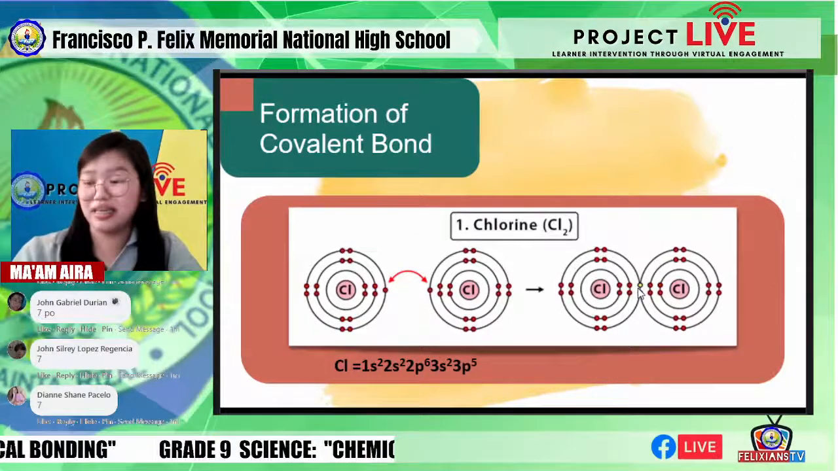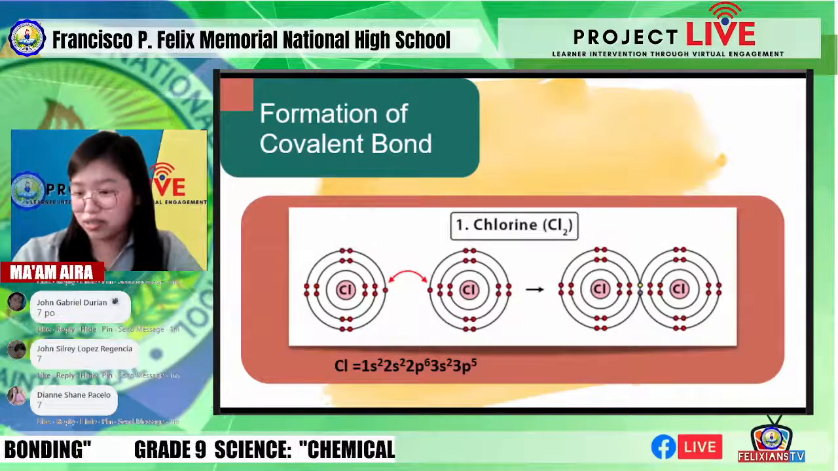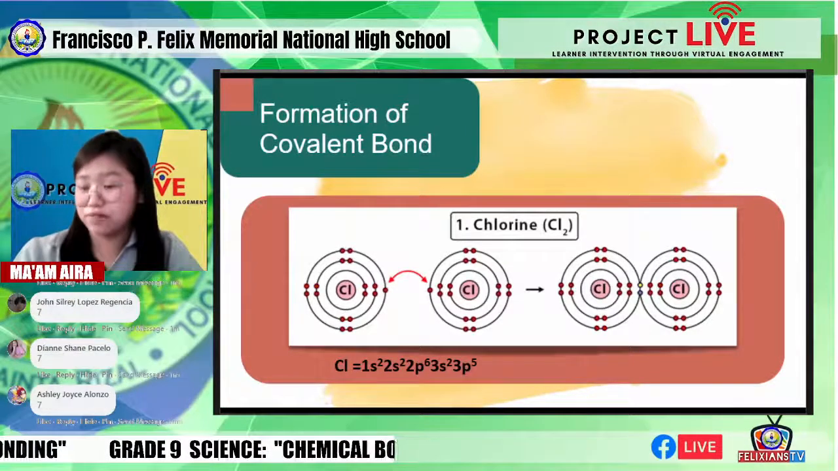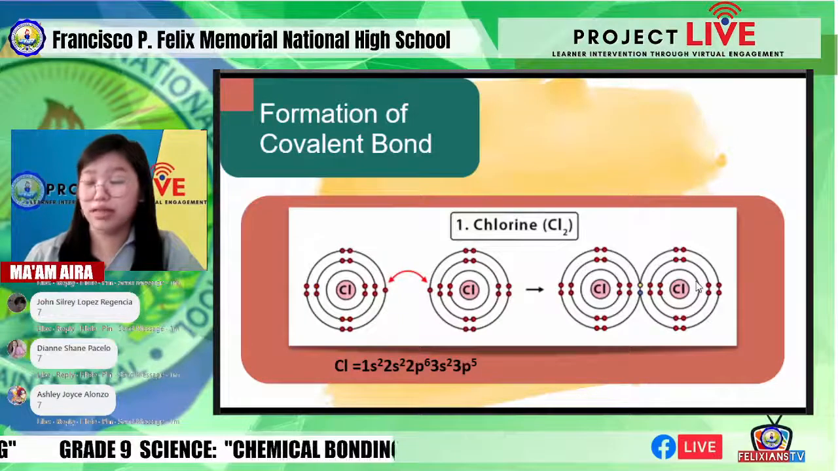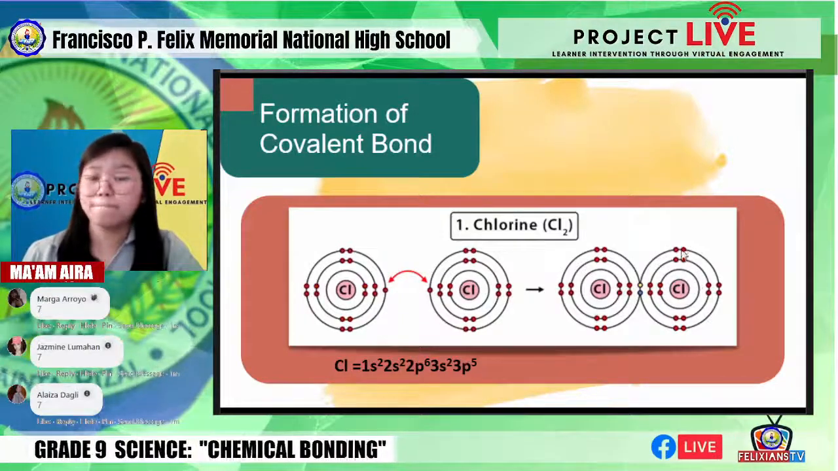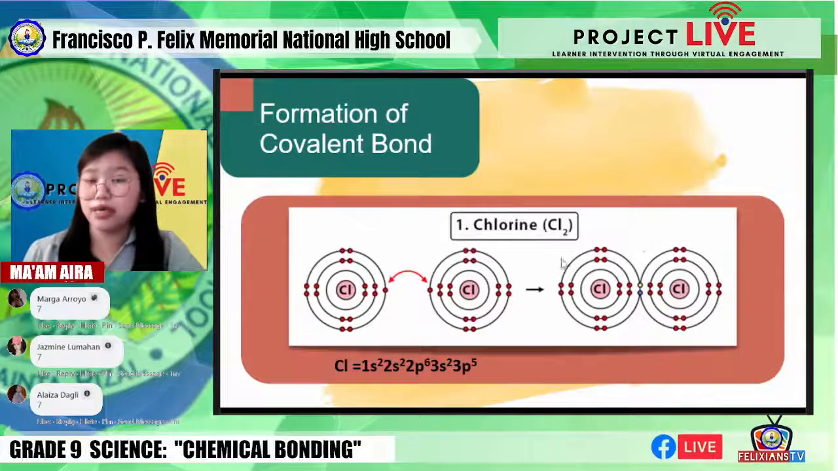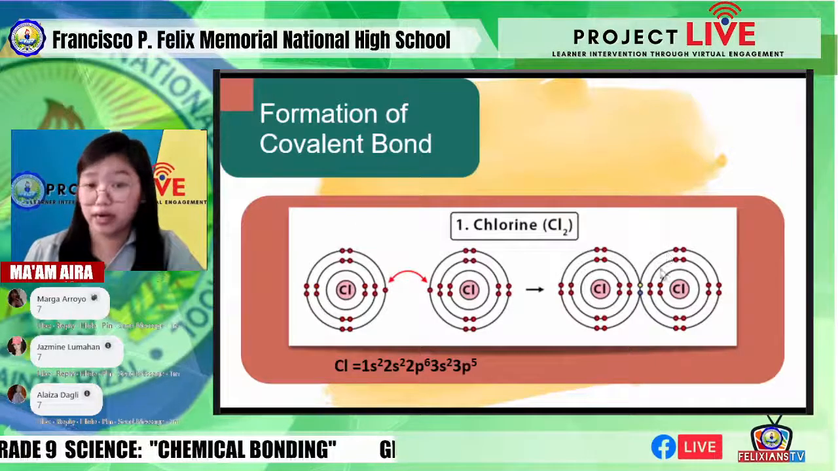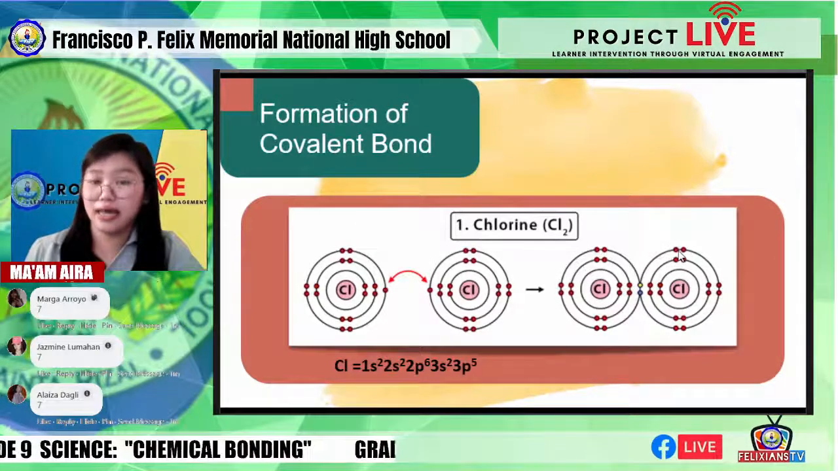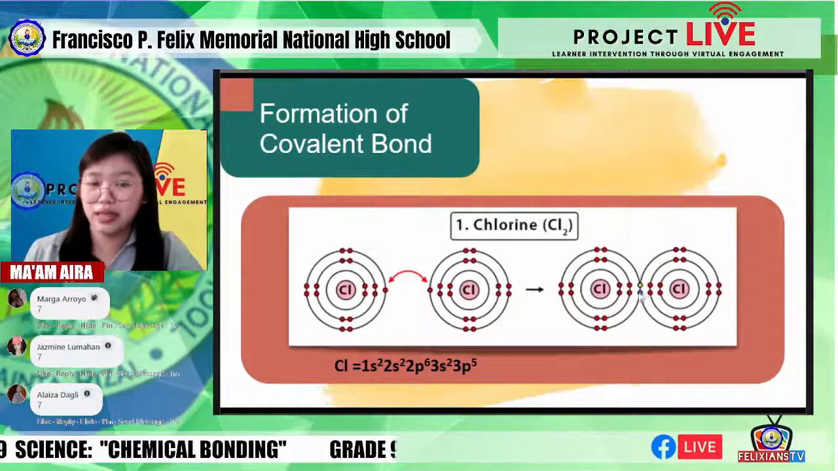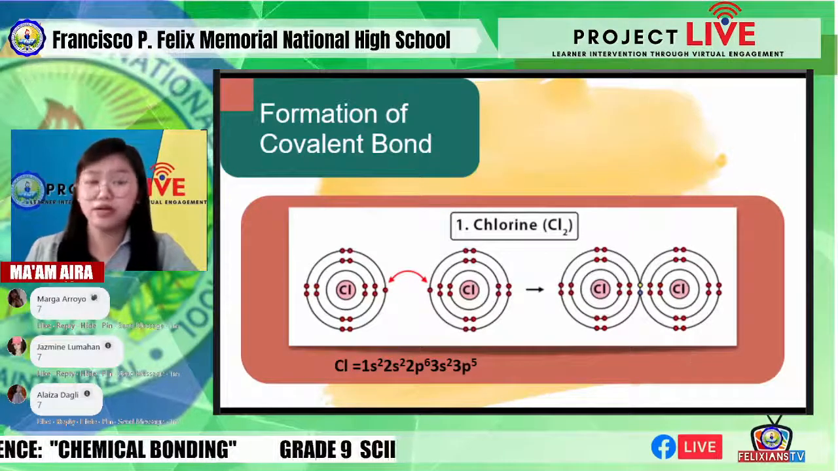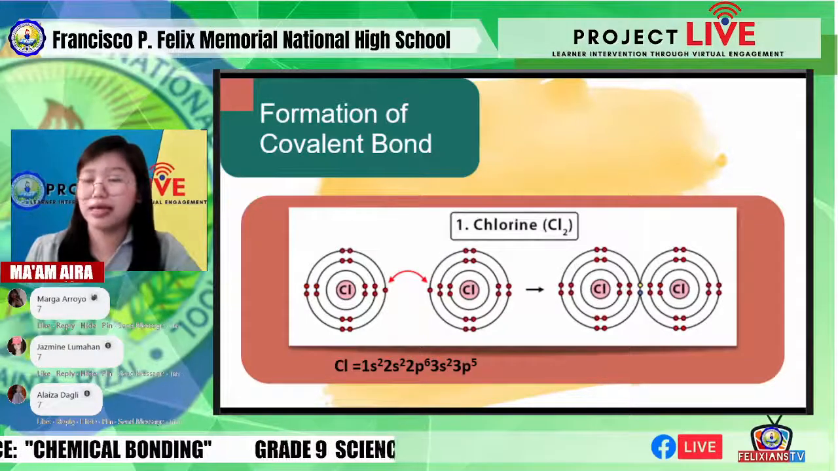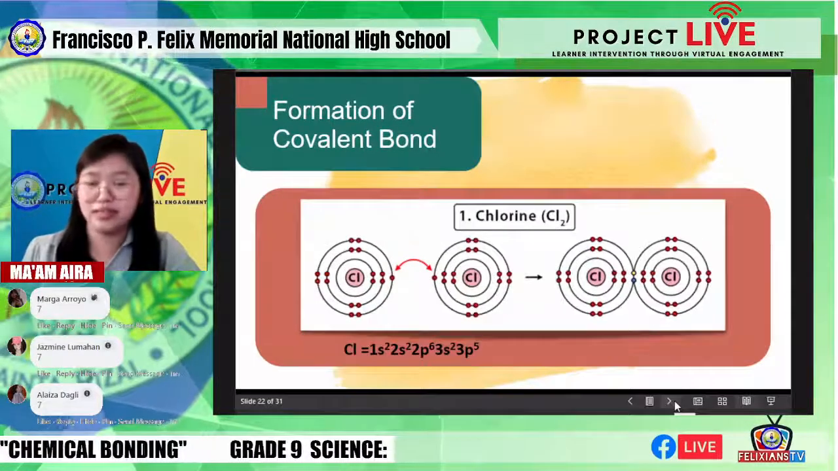Okay, so I see answers on the chat box. So we have 7. You are correct. The valence electron of the chlorine atom is 7. Thank you. So both of them, meron silang 7. So they will share para magkaroon sila ng 8. 2, 4, 6, 8. Therefore, both of them, after undergoing covalent bond, is now stable.